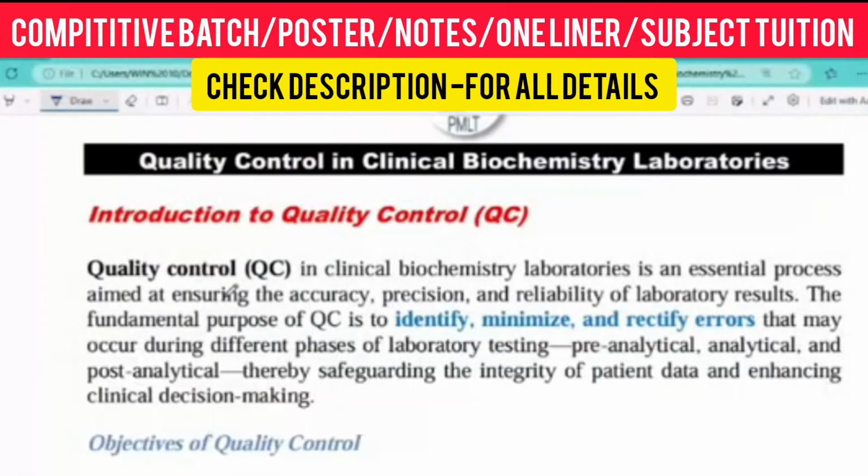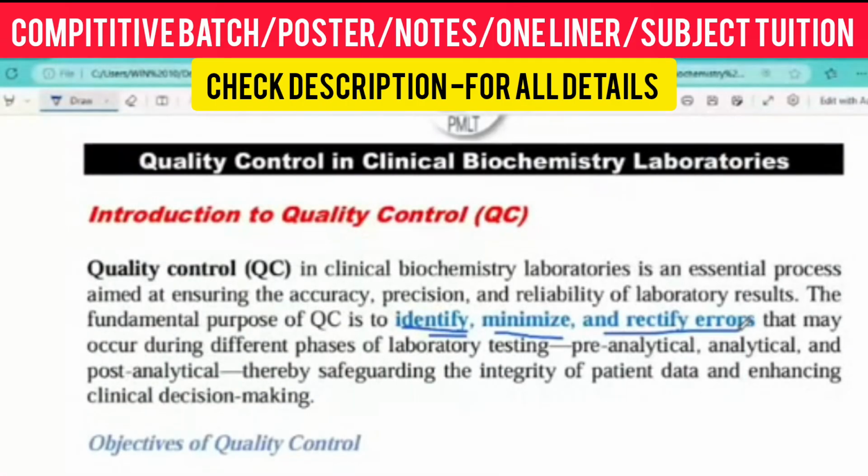Basically, quality control is an essential procedure for maintaining the accuracy, precision, and reliability of the laboratory result. Getting my point? The fundamental purpose of quality control is to identify, minimize, and rectify the error. Firstly, you have to identify what error is going on in your laboratory. Secondly, you have to minimize or prevent the particular error. And thirdly, you have to rectify it. It means you have to fix the particular error. Getting my point? That is the core as well as the fundamental thing of quality control.